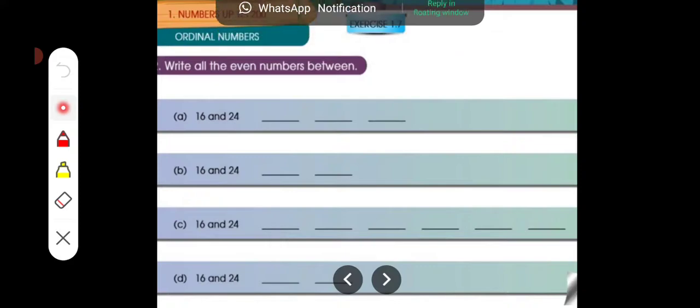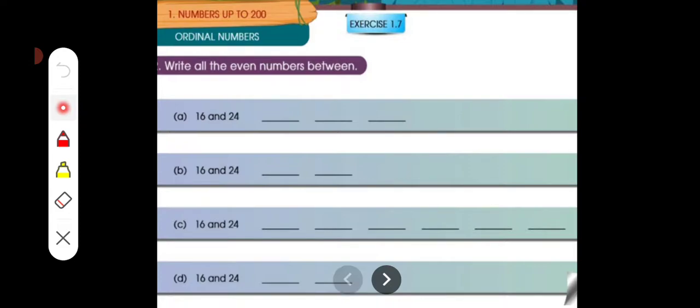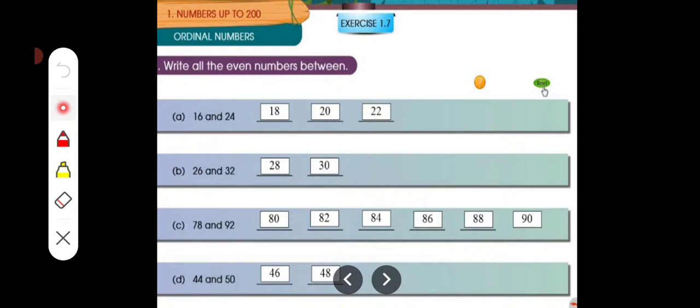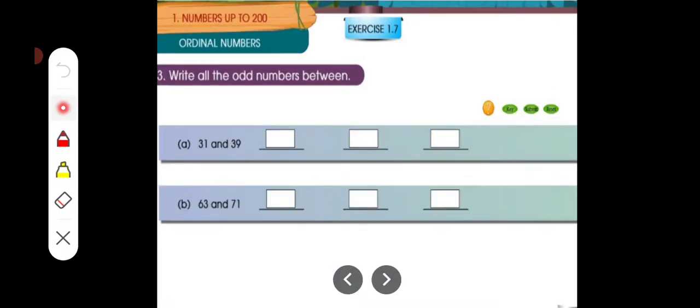See here, what is next? Sorry, here also he has given write all the even numbers between. The same thing. I already showed in the previous one. See here, the same thing is given next. Okay, children? This is the answer for you. After that, you have the odd one. Understood? What is given here? 31 and 39. So then, what do you have to do?